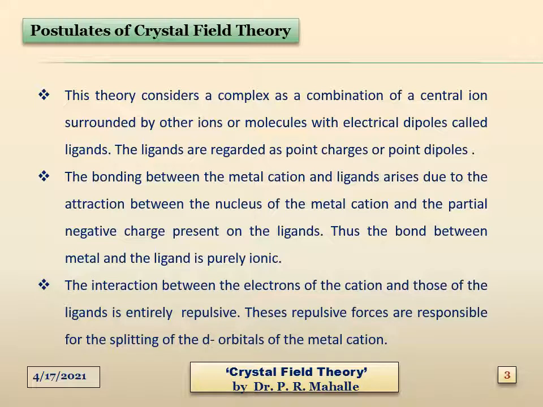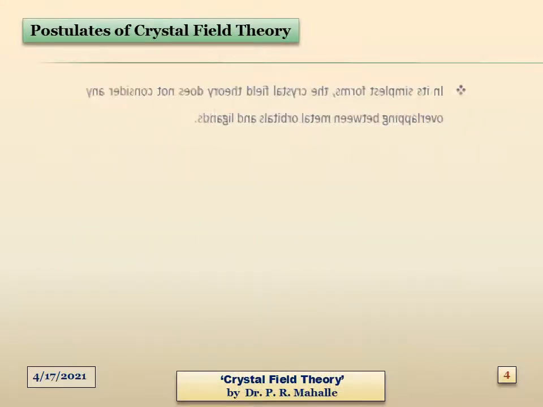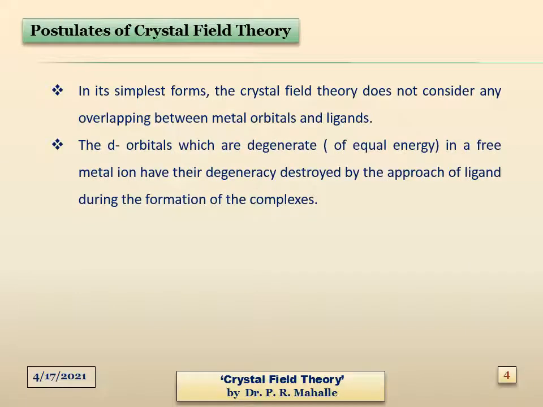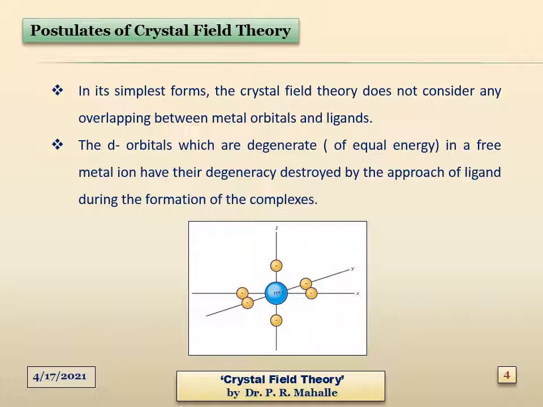The interaction between the electrons of the cation and those of the ligands is entirely repulsive, and these repulsive forces are responsible for the splitting of the d orbitals of the metal cation. Therefore, we can say that in its simplest form, the crystal field theory does not consider any overlapping between the metal orbitals and the ligands. The d orbitals, which are degenerate, of equal energy in the free metal ion, have their degeneracy destroyed by the approach of the ligand during the formation of the complex. We can see here the metal ion surrounded by different types of ligands on the three coordinate axes.